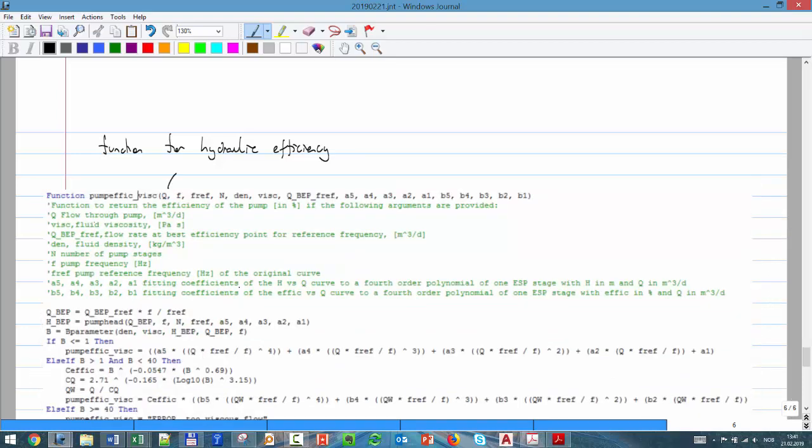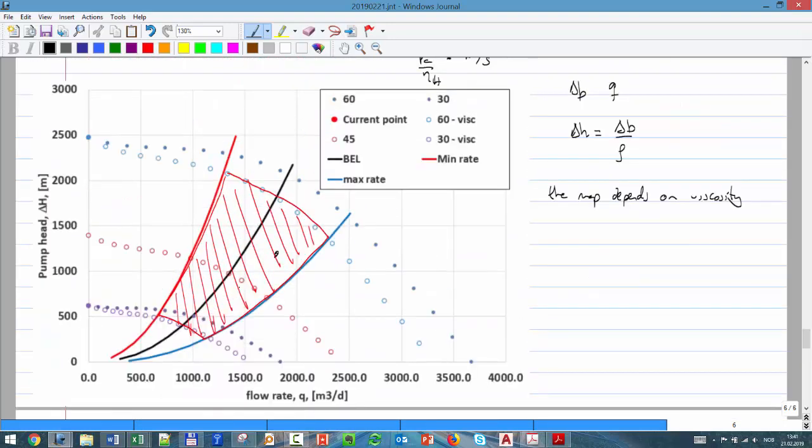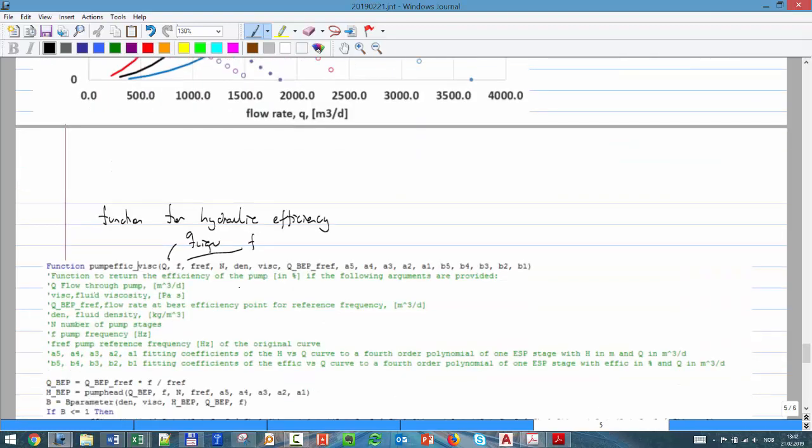Okay, Q, that's simply the Q of liquid. F is the frequency, and how do I estimate the frequency of the pump? If my point ends up here, I can simply make an interpolation. If this is 45 and that is 60, then it will be someplace in between. So that will be the frequency that I use. Frequency, in our case, from interpolation.